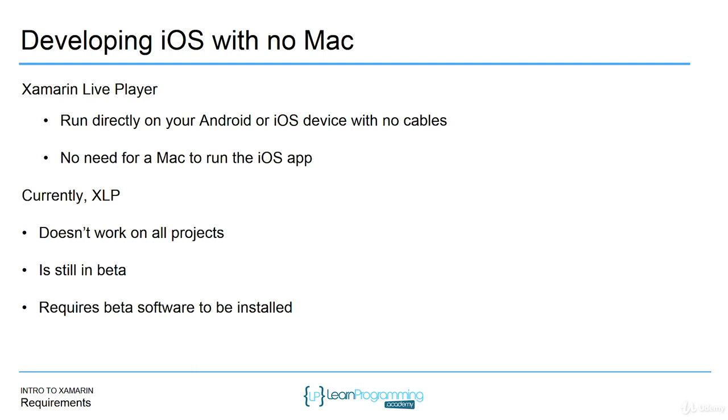Now let's talk a little bit about what you can do for developing iOS apps if you have no Mac available. One of the first alternatives, and the newest alternative, is using Xamarin Live Player. Xamarin Live Player is this new tool that was released very recently that actually allows you to run your application directly on your Android or iOS device, a physical device that you have with you, without the use of cables.